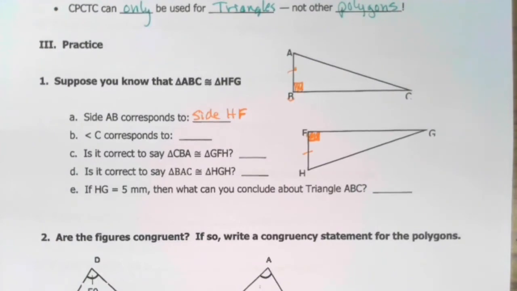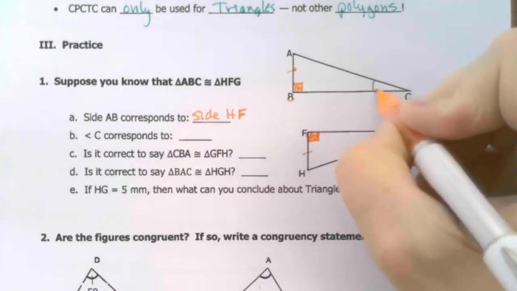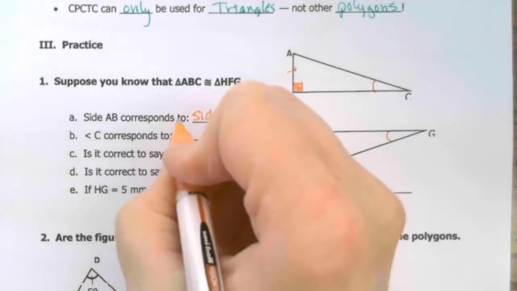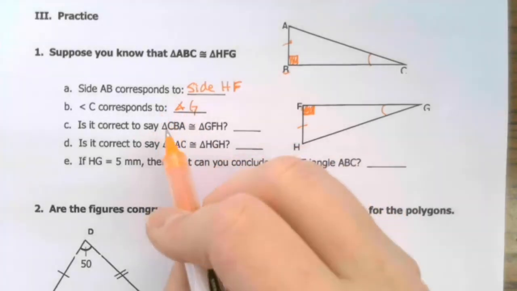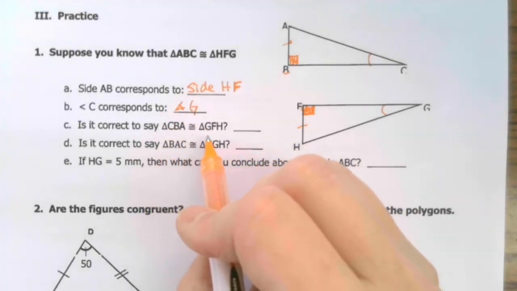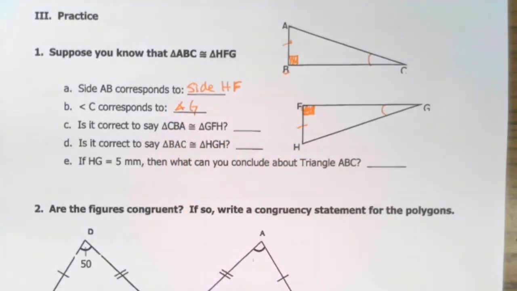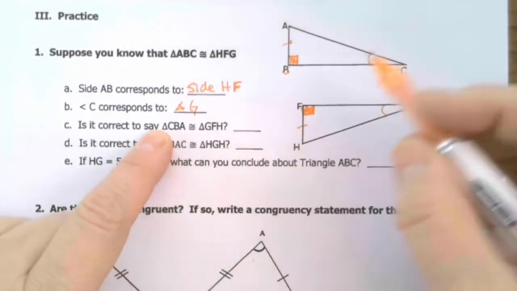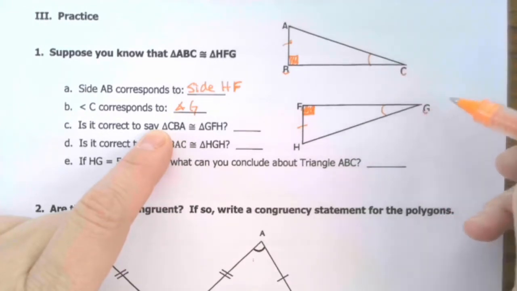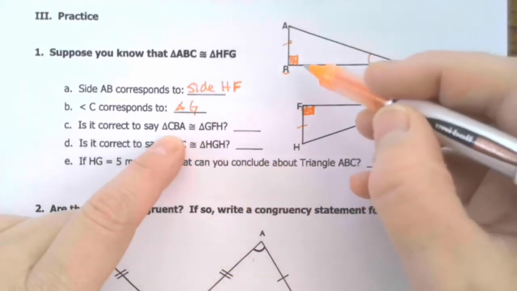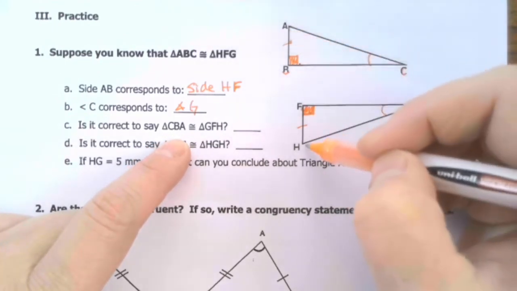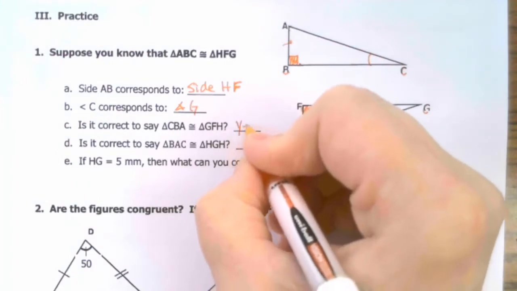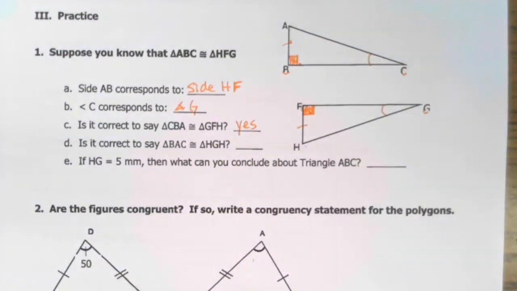Angle C corresponds to, well, we can tell that C and G are the same, so angle G. Is it correct to say triangle CBA is congruent to GFH? What we have to do is check to see that the three letters are matched up correctly. C and G, here's C, here's G, so that's good. B and F are the 90s, we're good there. A and H are the little acutes, we're good there. So yes, you can say it in that order.